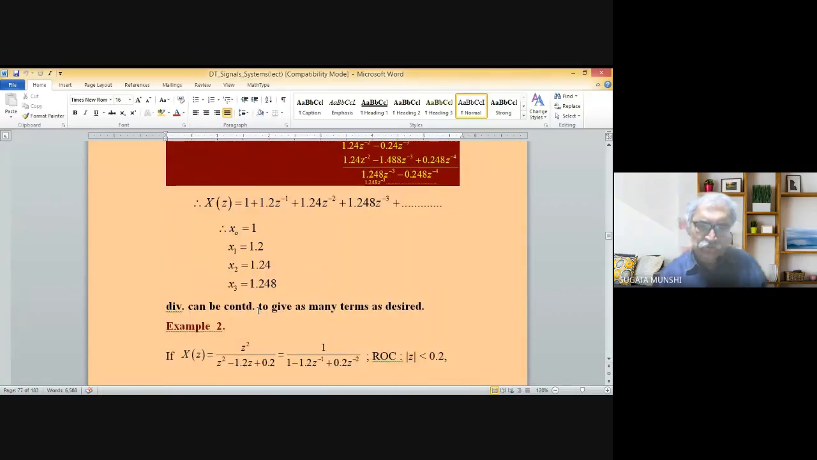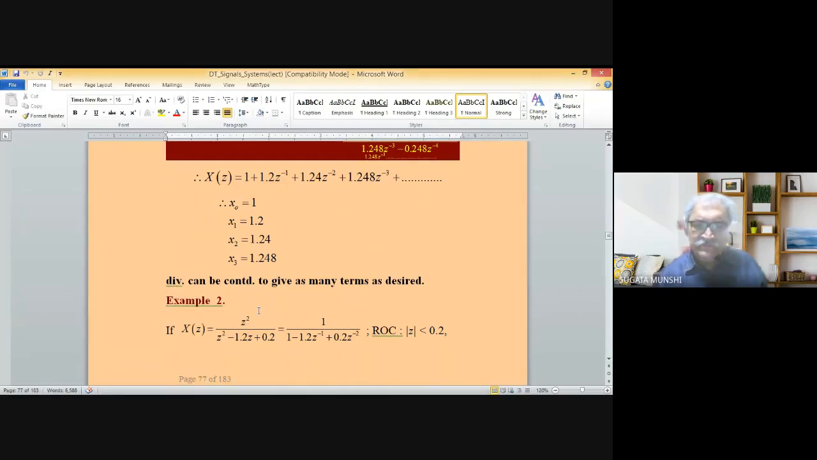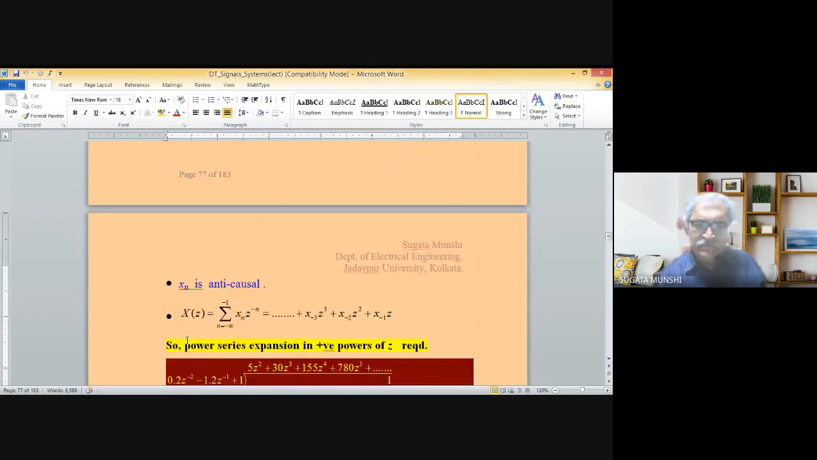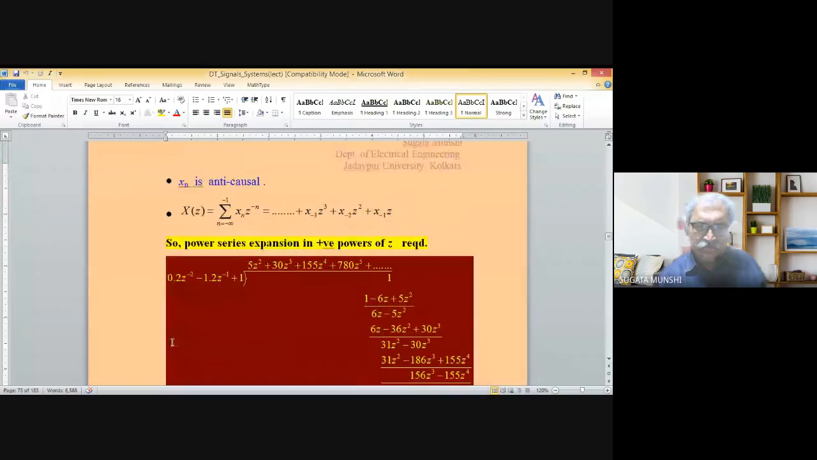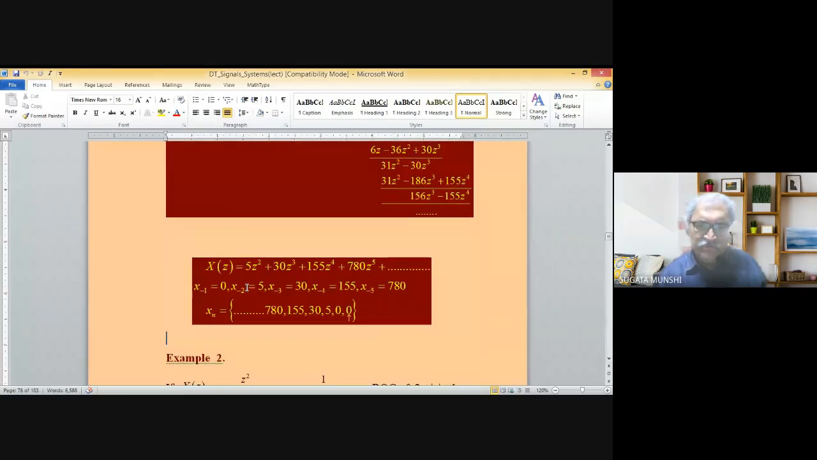In example 2, I am considering the same X(z), but now the region of convergence is magnitude of z less than 0.2. It implies that the sequence sought as the inverse Z transform will be a non-causal, I mean anti-causal sequence. So X(z) has to be expanded into a power series in positive powers of z. We have also done that. Did I complete this case last day? Yes. So we obtained the sample values. You can also generate more and more sample values to the left of n equal to 0.